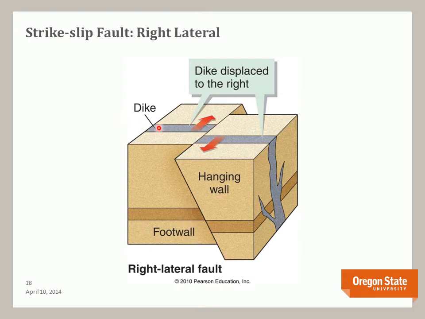And here is an igneous feature called a dike that goes across the block. Notice that this dike has been moved to the right. If we were standing here and looking across, the layer would have the apparent displacement of moving to the right. And this is called a right lateral fault, or strike-slip fault.